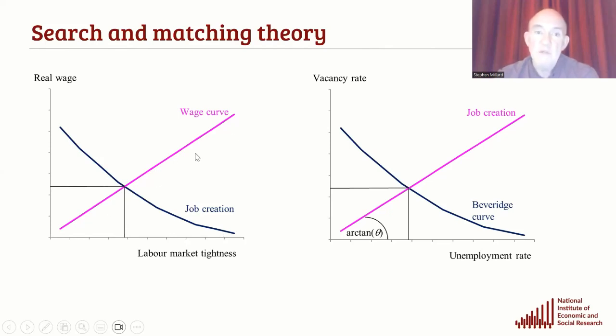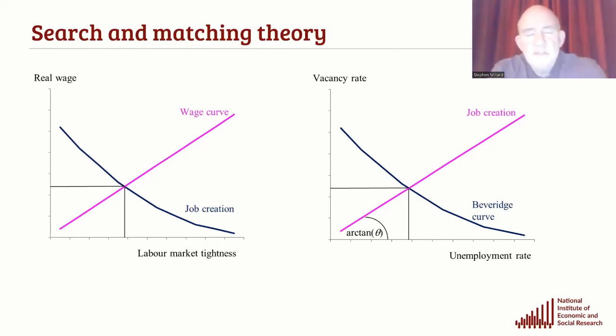The other thing here, we have what's called a wage curve, and that is named after a book by Blanchflower and Oswald. And what they said was there's this wonderful relationship between the unemployment rate and the real wage. Well, in search and matching theory, it's actually labor market tightness.